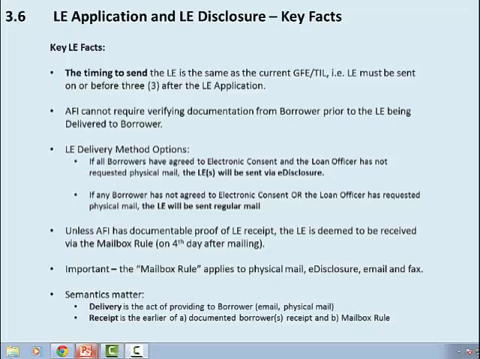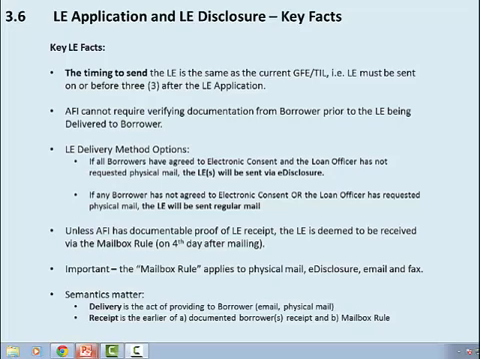The timing to send the LE is the same as the current GFE TIL, i.e., the LE must be sent on or before 3 days after the LE application date. AFI cannot require verifying documentation from the borrower prior to the LE being delivered to the borrower. You may ask the borrower and the borrower may volunteer, but cannot require.